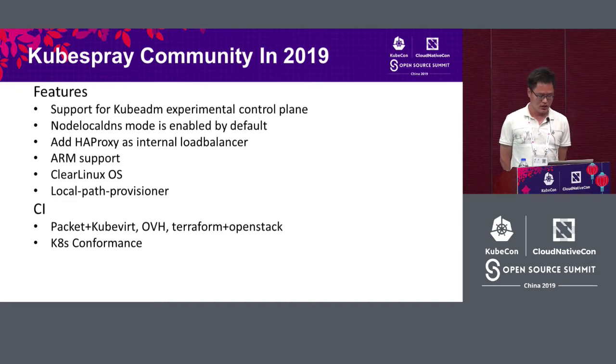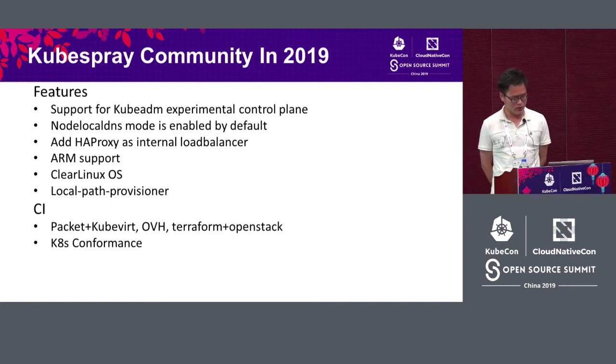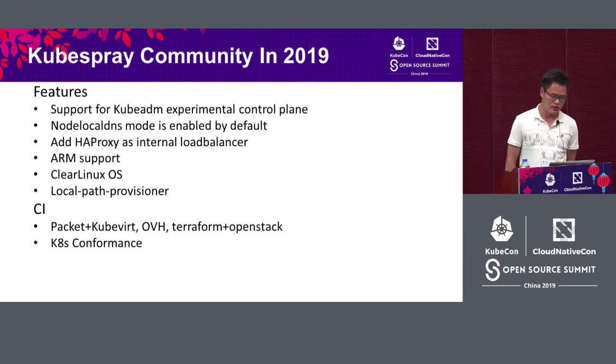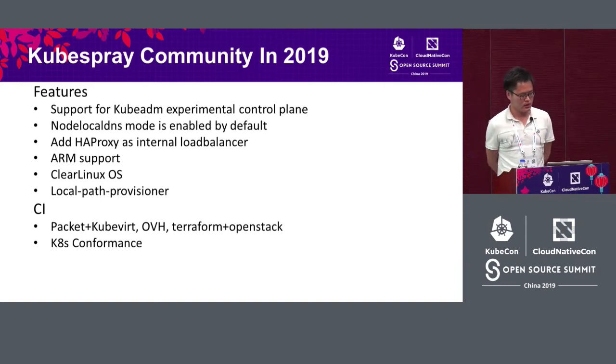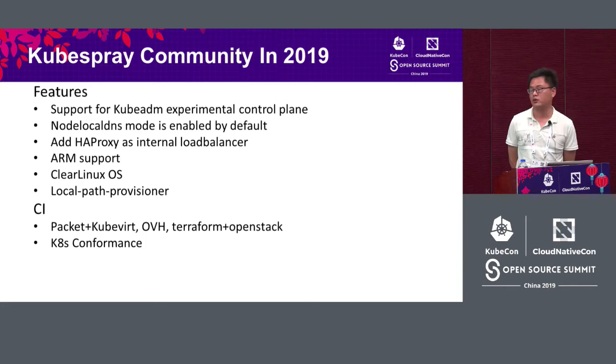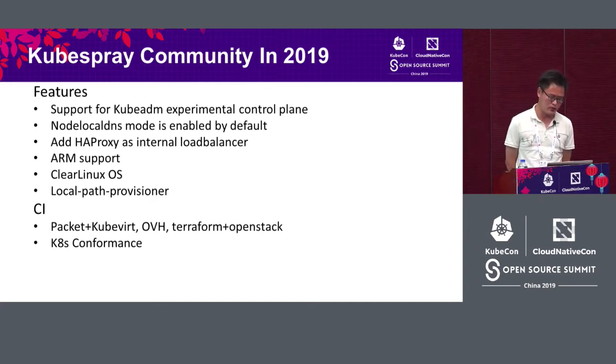And then for CI, we support KubeVirt to create VMs, and then we return the PR to Kubespray. Then Kubespray would deploy, and then on OVH, it's based on OpenStack, so we use that to test offline environment and also the OpenStack environment. We use Terraform to create VMs to let it drive the Kubespray, and also we have the K8s conformance.